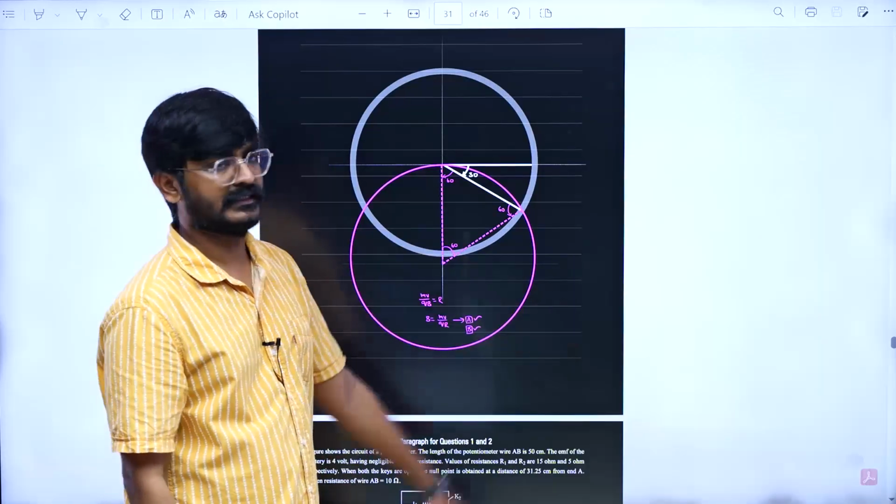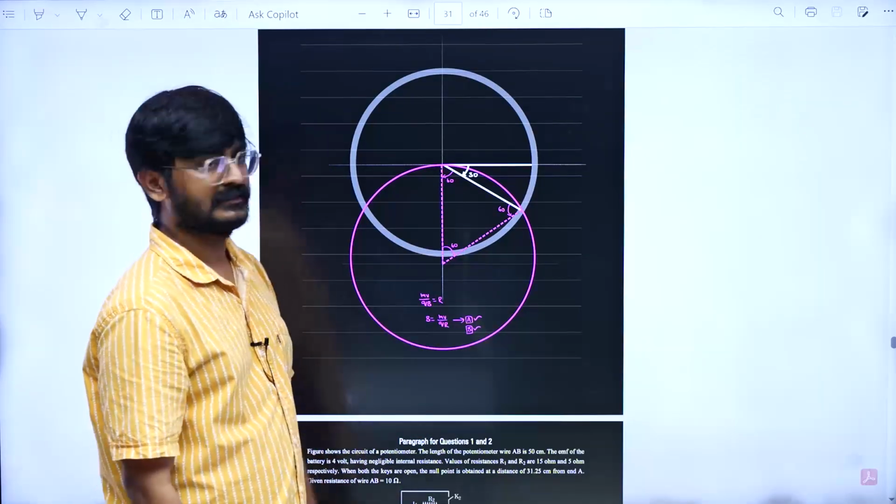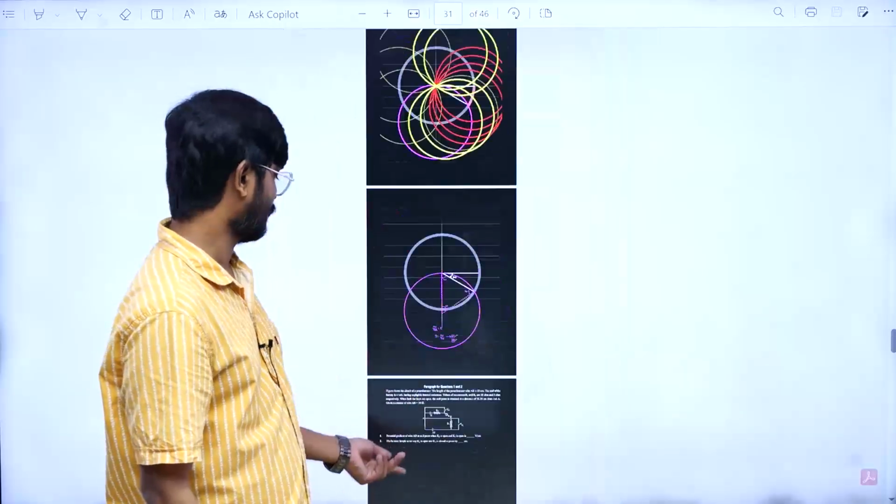But whatever particles are hitting, they are going to hit at exactly the same time. By symmetry, you can conclude that.